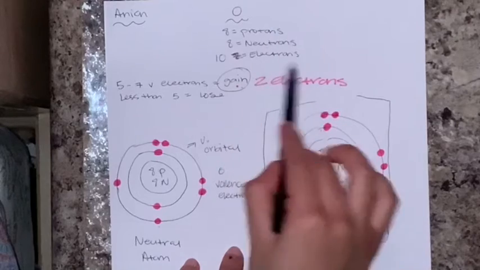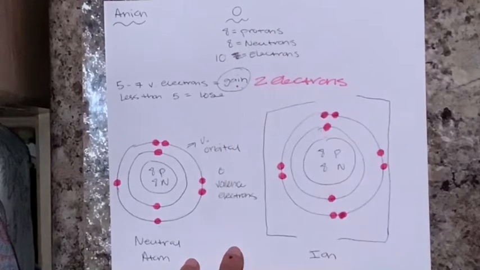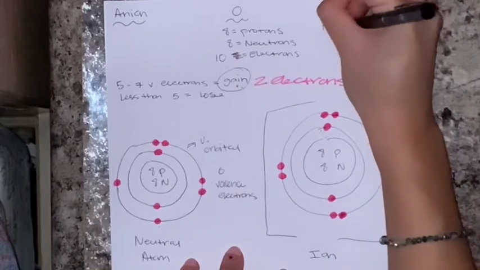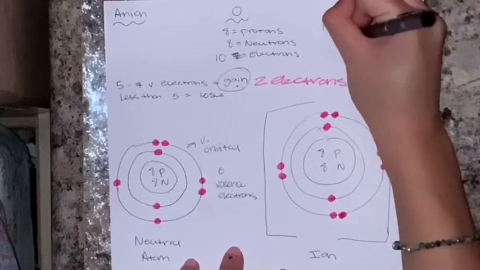And so now we notice that there's more electrons than protons. And we know that electrons are negative and protons are positive. So now we have a negative charge since there's more electrons.